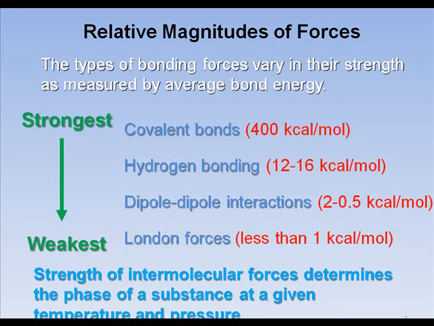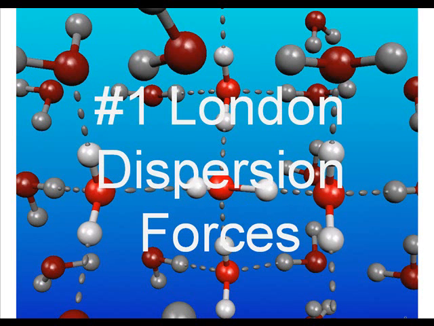substance is in. If the intermolecular forces are weak, then at a given temperature, it will tend to be gaseous. If the intermolecular forces tend to be strong, perhaps more like hydrogen bonds or dipole to dipole, then you would find that the substance at that temperature tends to be liquid or solid.